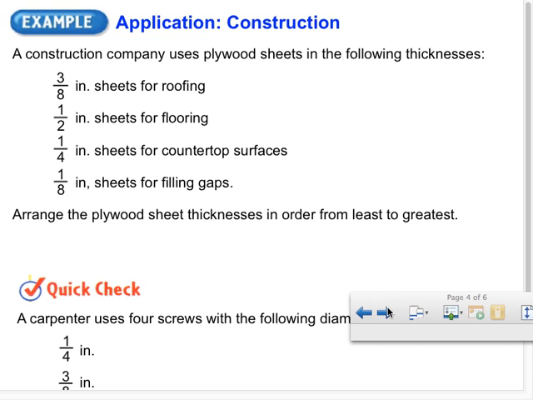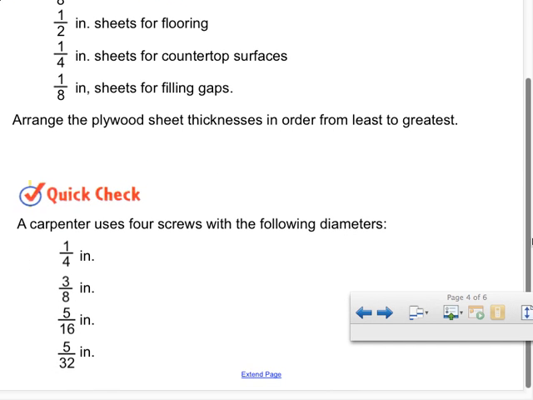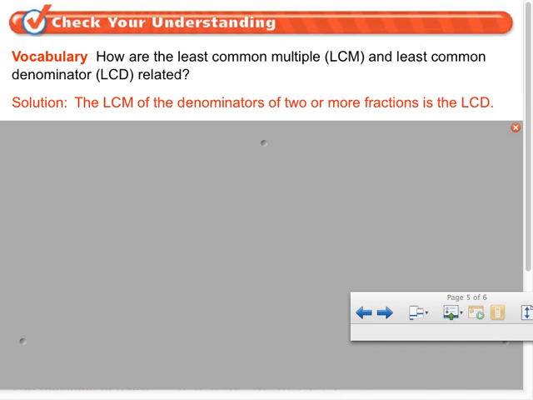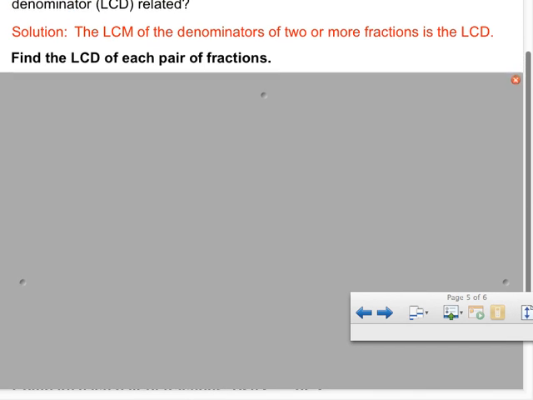Okay. Now, listen. They wanted us to order this from least to greatest. I'm going to leave that up to you guys to do on your own. I'm going to fast forward to the end. How are the least common multiple and least common denominator related? Yes, to find the least common denominator, you have to find the least common multiple. Yes, very good. That's what the book gave us for the answer. The LCM of the denominators of 2 or more fractions is the LCD. Okay, moving right along.